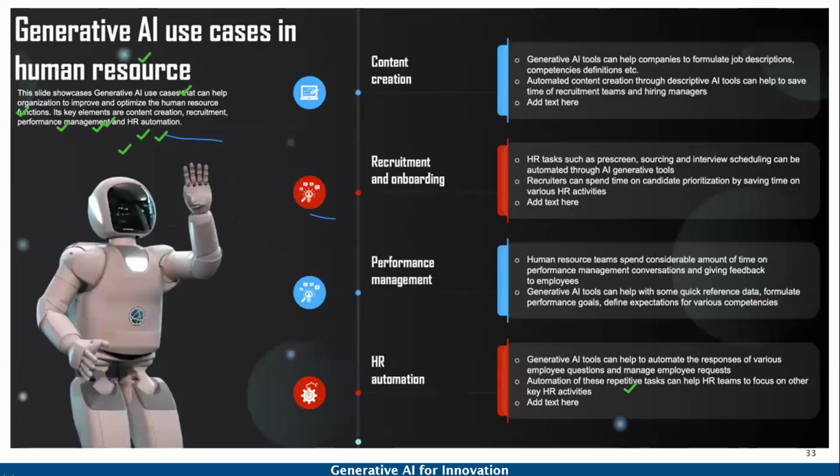Coming to human resources. So generative AI use cases in human resources. As I told, content creation, recruitment and onboarding, performance management, and HR automation. Especially when you want to recruit a person, or shortlist resumes, or take interviews, in whichever way you are going to do it. Nowadays we are even doing this online also, right? Many people are doing it, right?